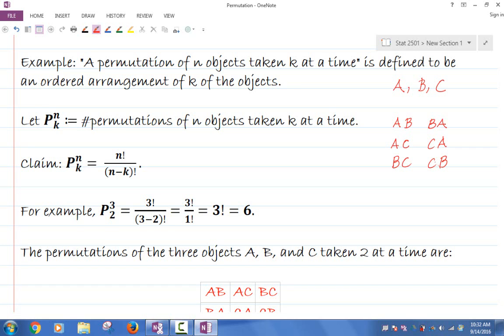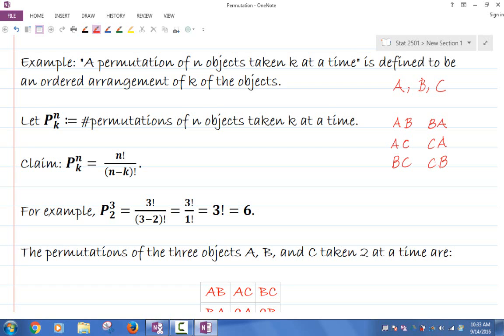Is everybody okay? You have 3 objects, take 2 at a time, look at the number of permutations of the 2. Take another pair of 2 objects and do the same thing. Are we okay with that?